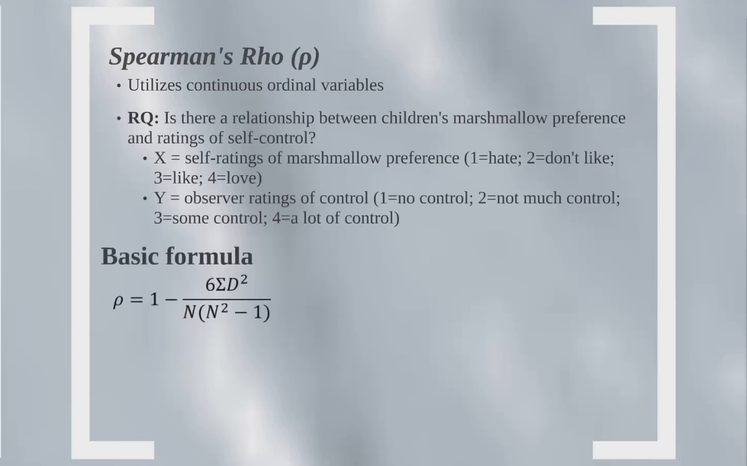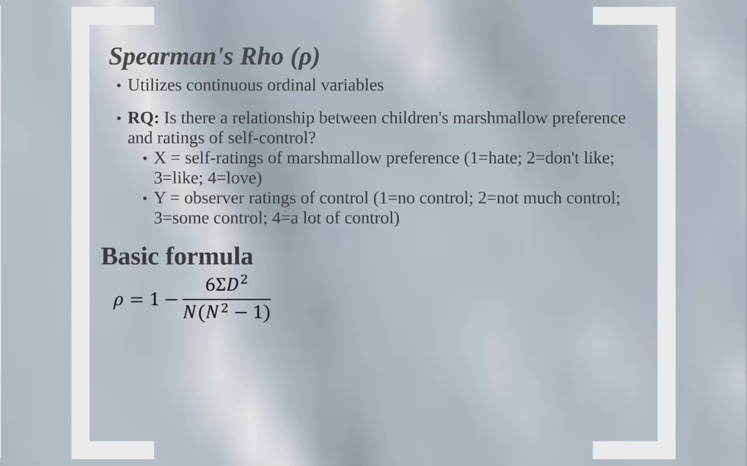And so our basic formula here for Spearman's rho, so you see this little Greek letter rho, looks like a little p, is 1 minus 6 times the sum of the difference scores squared divided by the sample size times the sample size squared minus 1. And so we can plug in this formula, and the important piece here is we really need to know what that d squared is.